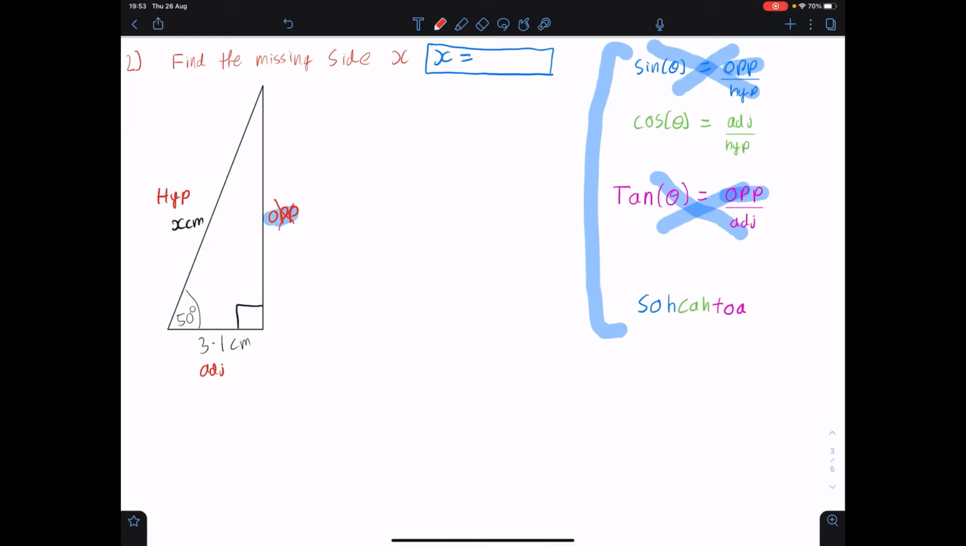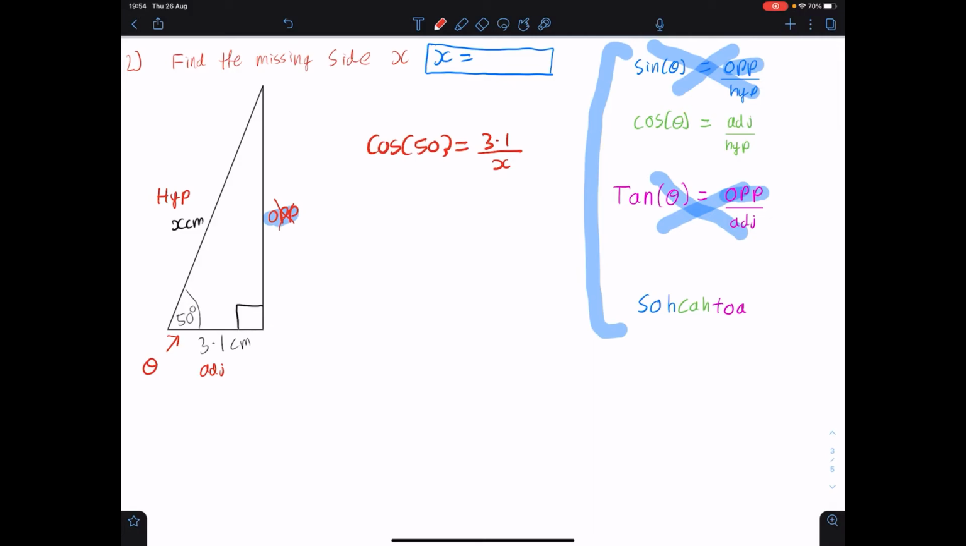So all that we need to do now is substitute in the information that we know. So cos of 50, again 50 has come from this angle, which is just represented by theta, is equal to the adjacent, which is here 3.1, divided by the hypotenuse, which is just x, and this is the x that we are trying to find in this question. So all we need to do now is rearrange this equation for x.